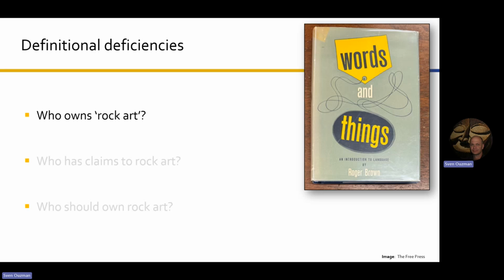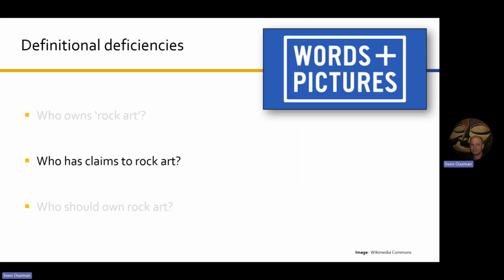All right, so these definitional deficiencies are linked to that question of who actually owns rock art in a legal sense. Whether you agree with it or not, in South Africa, the case is clear. It is owned by the state. But who has claims to the rock art?